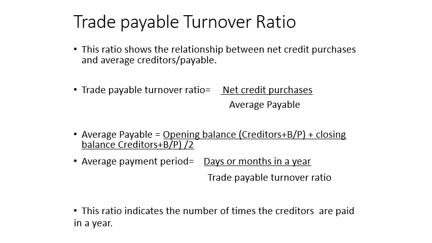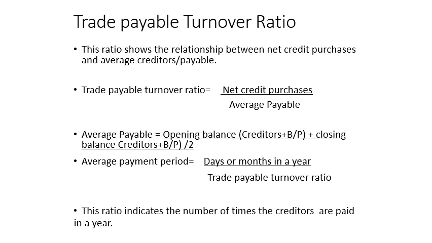After calculating this ratio, if the average payment period is needed, then if you want to calculate it in days, take 365 or 366 days divided by the trade payables turnover ratio. Then the answer will be in days. The same applies to months: 12 months divided by the trade payables turnover ratio, then the answer will be in months.